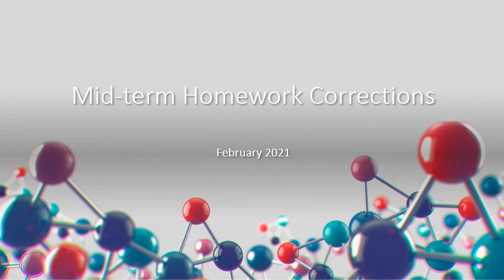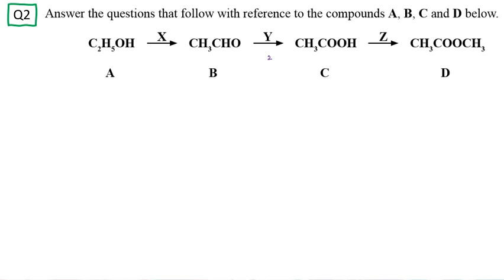This is question 2 of the midterm homework corrections. So this is question 8, and my advice for an exam question like this is, before even reading through the questions, you can nearly get a lot of the information that they're going to ask of you just looking at the mechanism that they've given you here.